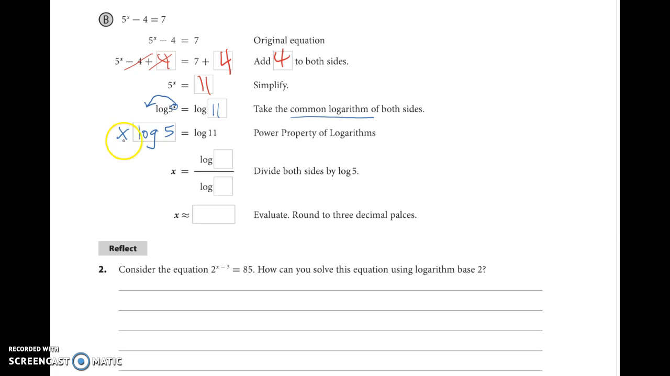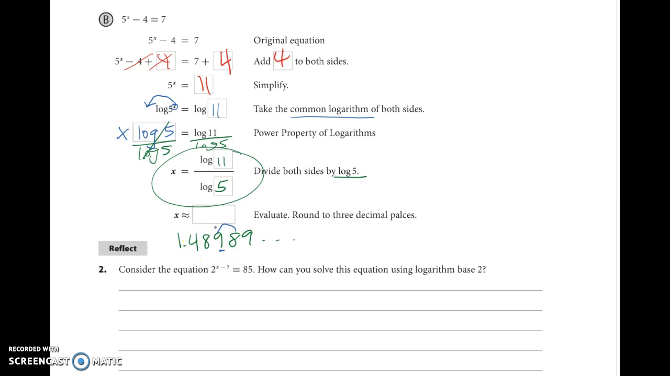And since I'm solving for x, I can divide both sides by log 5. So if I divide by log 5 here, and I divide by log 5 here, I get log 11 over log 5. So this is my exact answer. And if I go ahead and punch this into a calculator and approximate it, I get 1.48989 and so forth. And remember, the direction said to round this to the 3rd decimal place. So the 3rd decimal place is here.